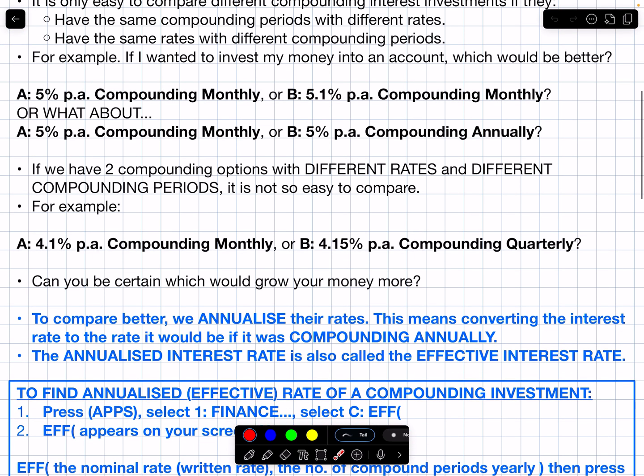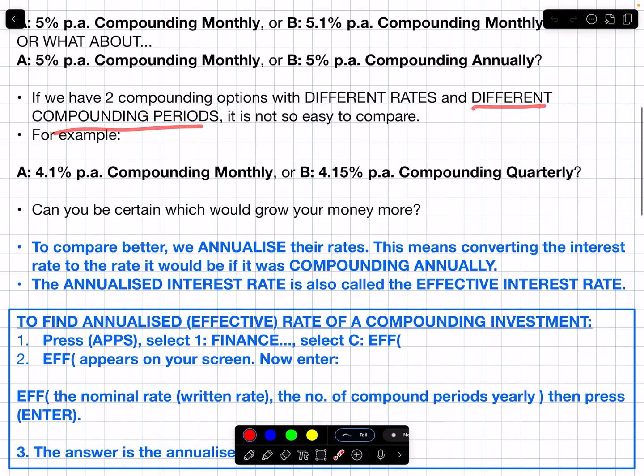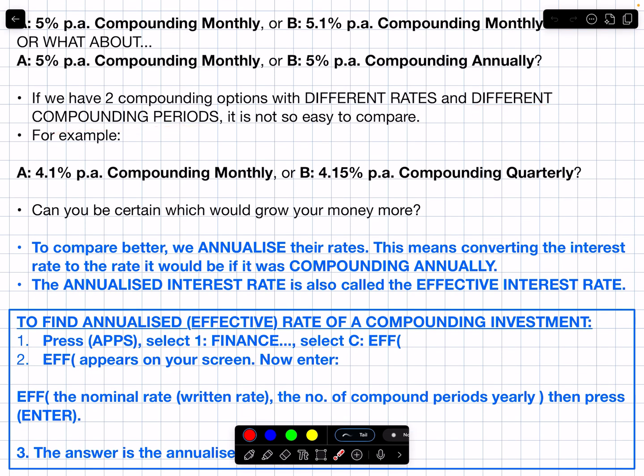But if we have two compounding options that have both different rates and different compounding periods, it's not as easy to compare. Normally if I was in front of a class, I'd ask people to raise their hands, which one they think is better. A, 4.1% per annum compounding monthly, or B, 4.15%, so that's slightly higher than 4.1, but it's compounding quarterly, so only 4 times a year.